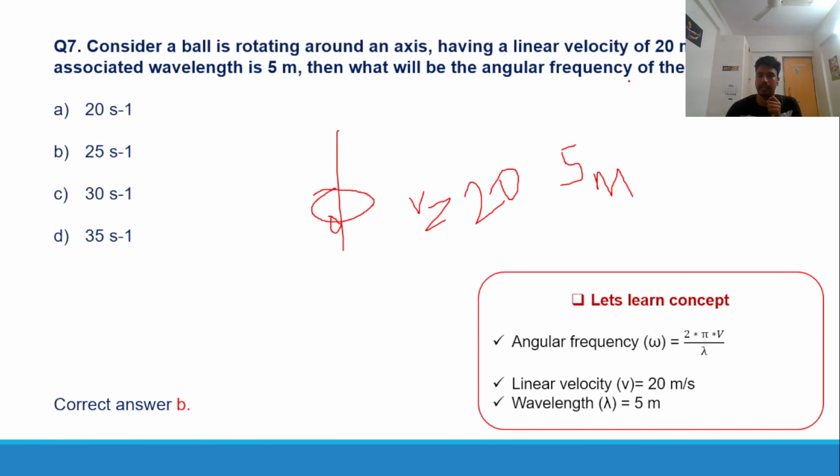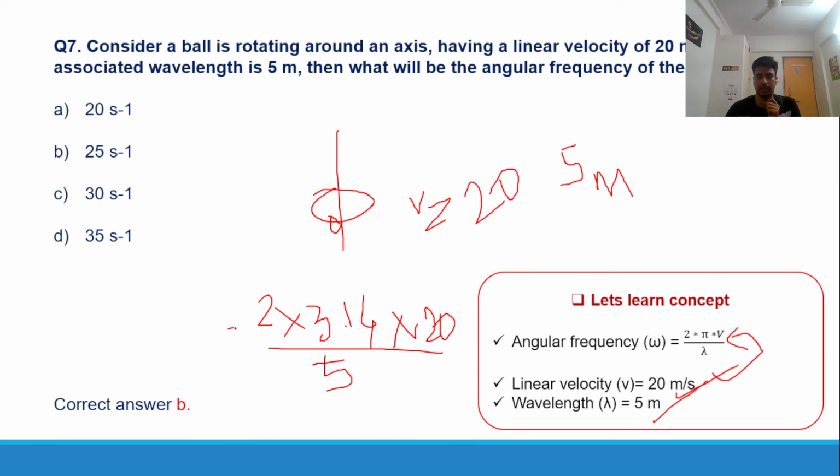Okay, so we were discussing that if the ball is rotating, we need to calculate its angular frequency. Angular frequency is a simple thing: 2 times pi times linear velocity divided by the wavelength. We know the linear velocity is 20 meter per second and the wavelength is 5 meter. So we put the values here and calculate: 2 into 3.14 into linear velocity 20 upon wavelength 5.